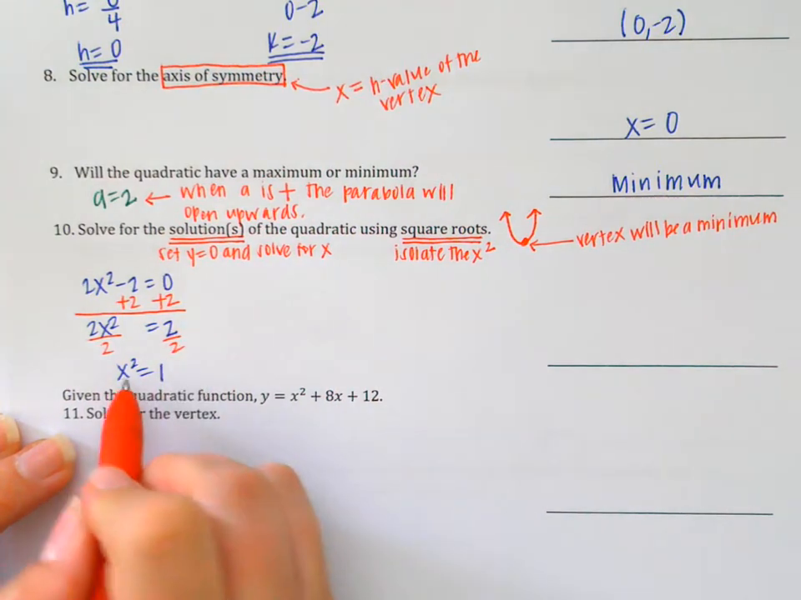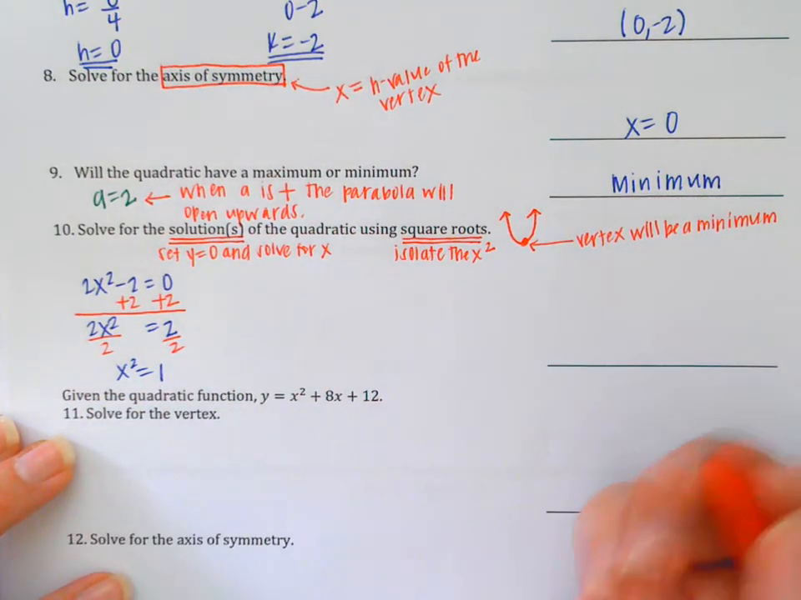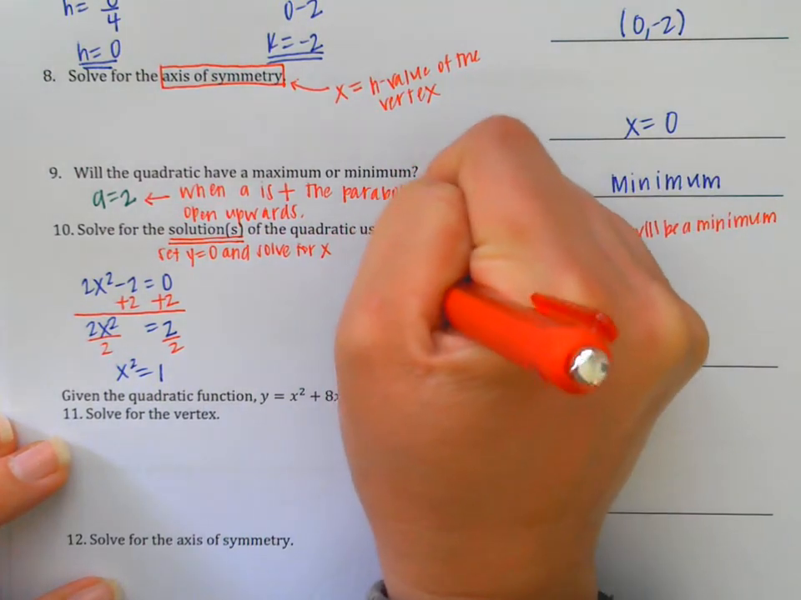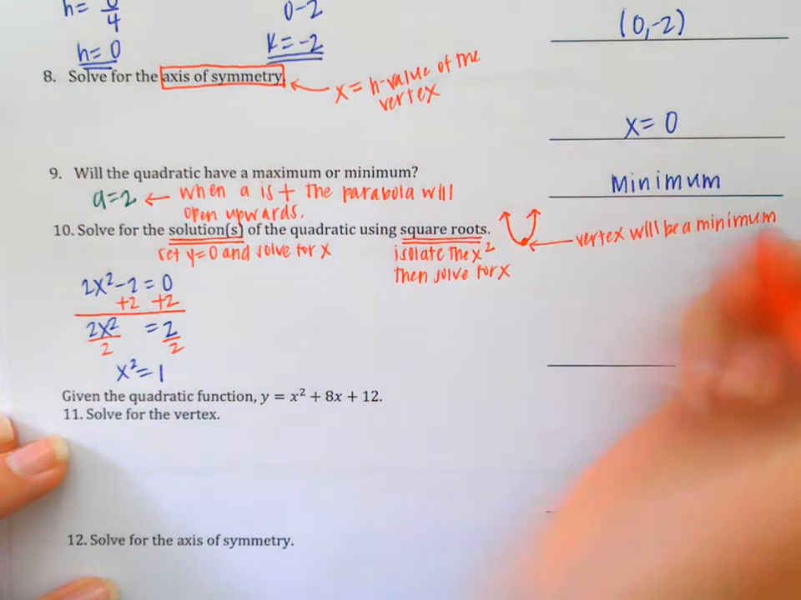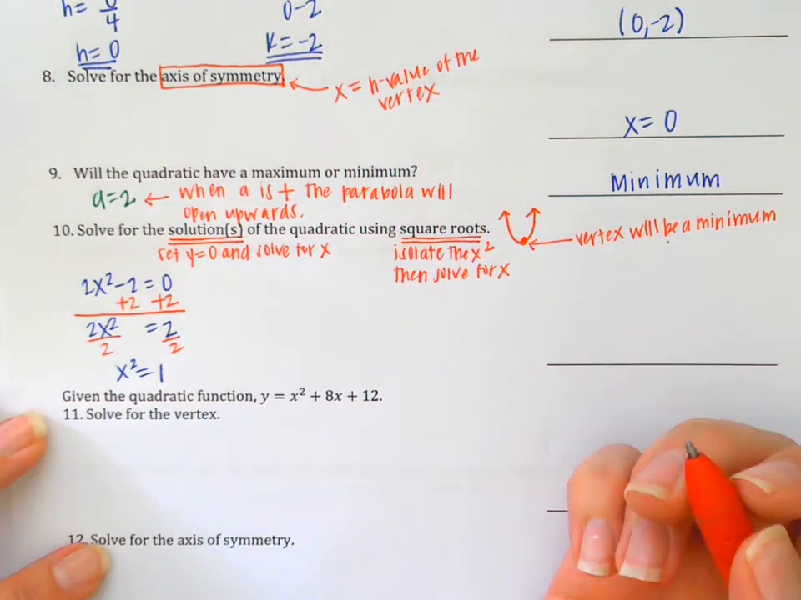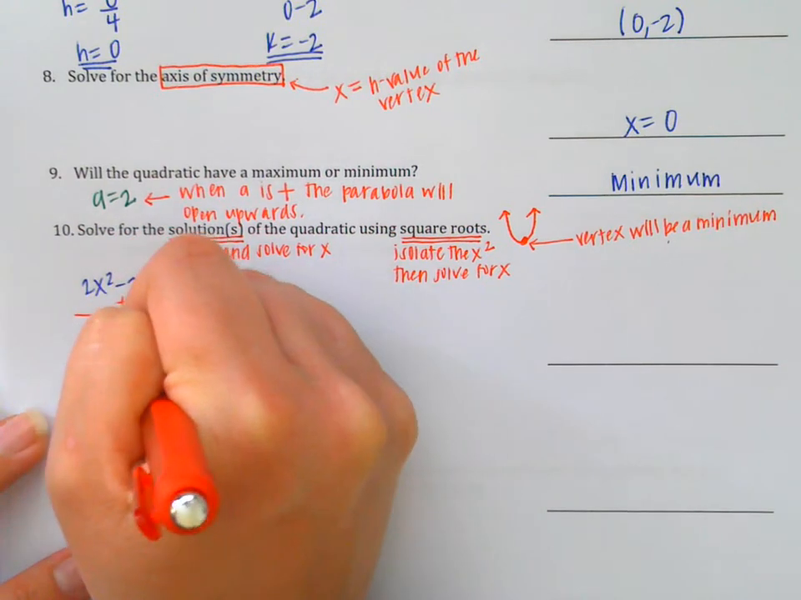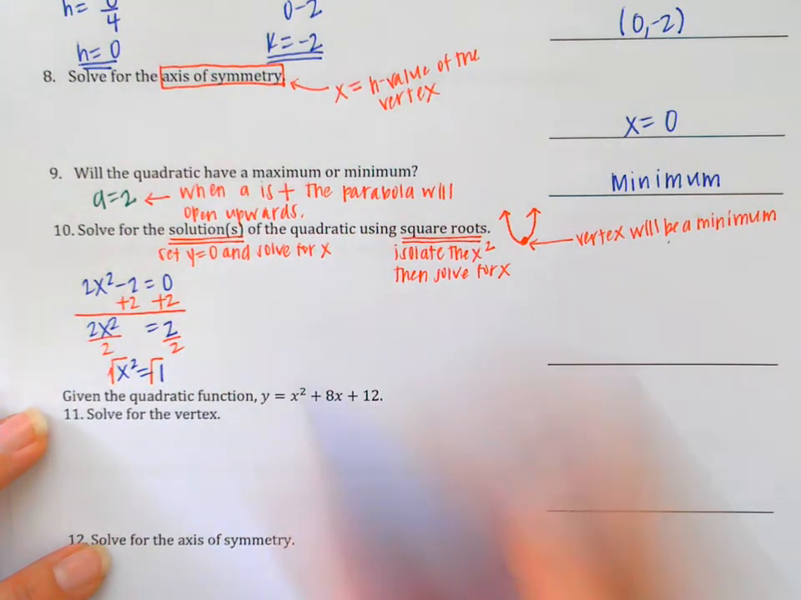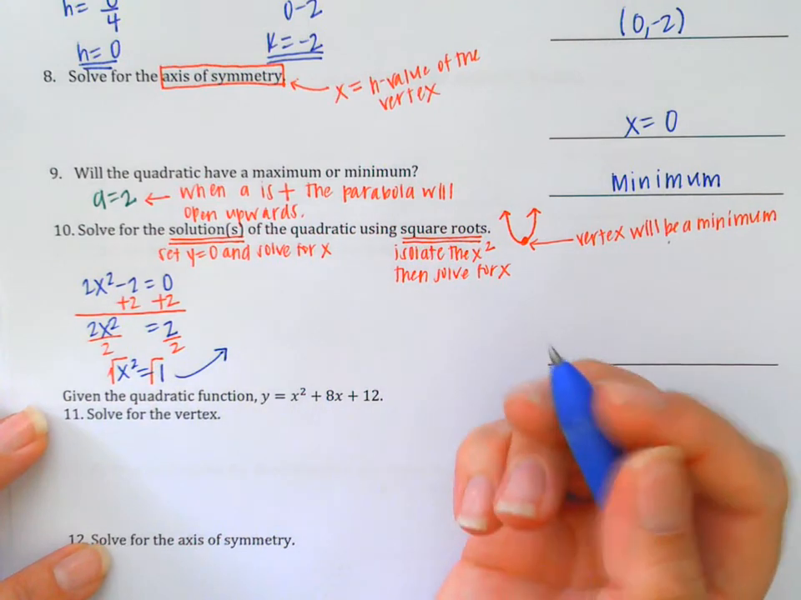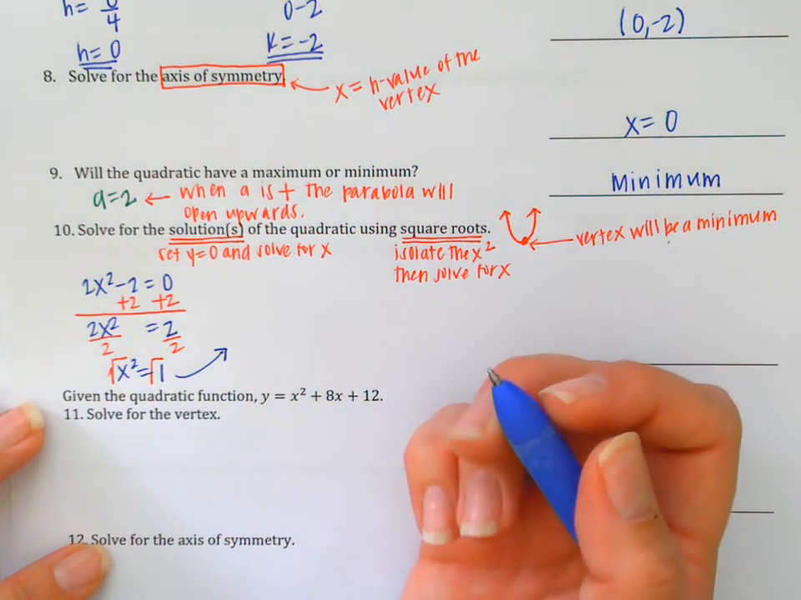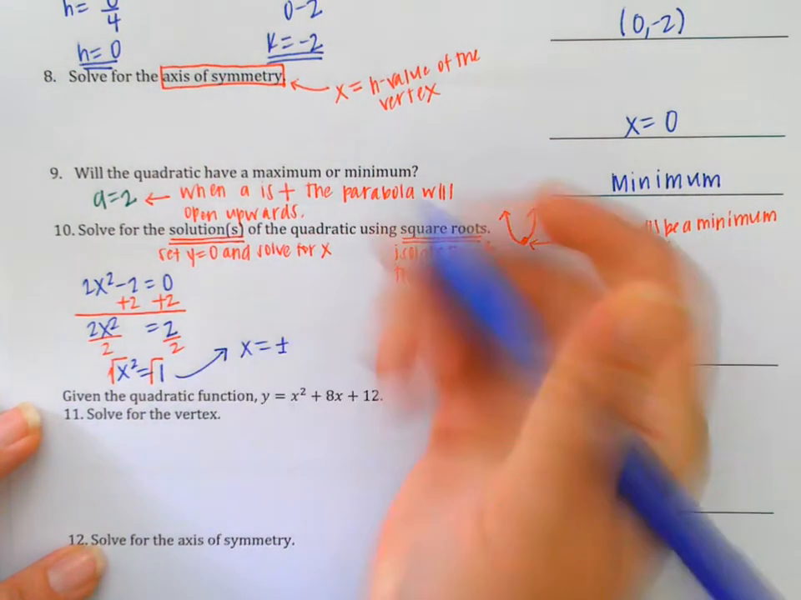Now, once I isolate the x squared, then I solve for x. To solve for x, I take the square root of both sides. To undo that square, I'm going to square root both sides. And then the square root of 1, remember the square root of any number is always plus or minus. So x equals plus or minus, and the square root of 1 is just 1.